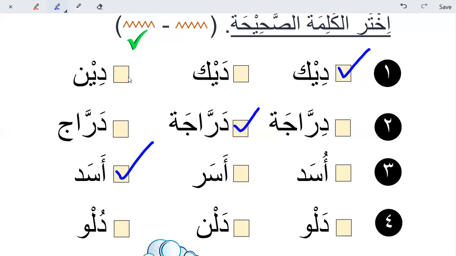Next. Third one. No, third one is wrong. Sir, first one? First one, meaning? That one means bucket. Latifa. Yes. First one, deek. Good. Rooster. Good. Daraja, second one, bicycle. Third one, Asad, lion. First one, this one, bucket.